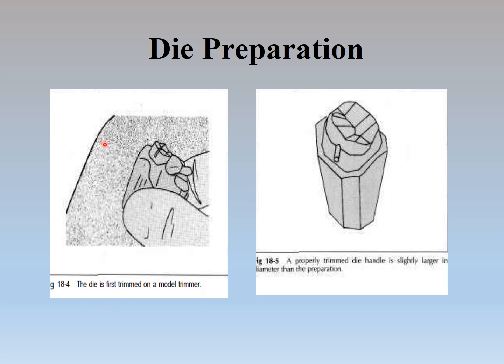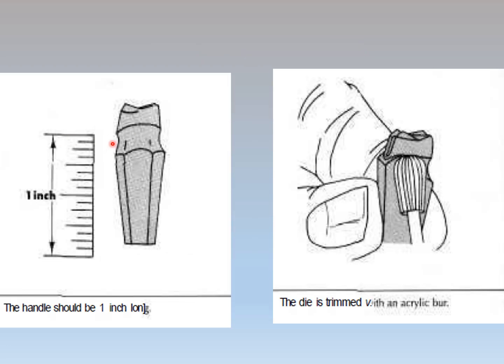So a dye is first trimmed on the model. Okay. So if you have a small model, or if you want to take only one section of the model, you trim it in the trimmer. In the second picture, you see a properly trimmed die. The handle is slightly larger in diameter than the preparation. This is known as a die handle. This is the prepared tooth. This is the margin. Okay. And this is the handle. This is the contour which we do, and this is the prepared tooth, and that is the margin.